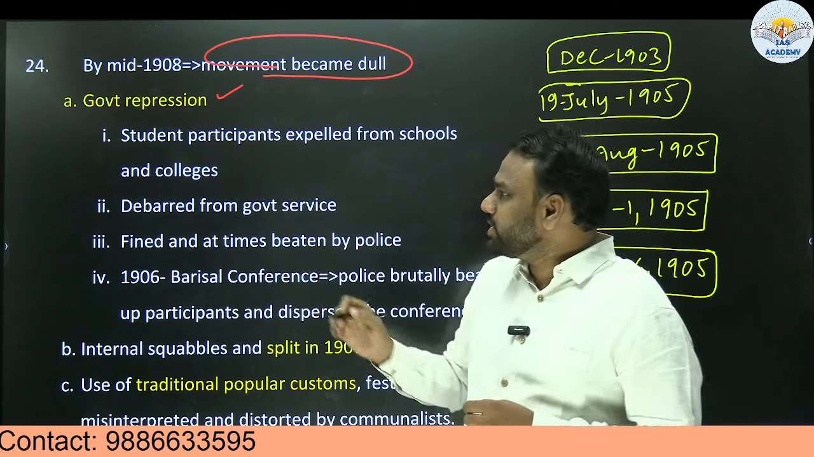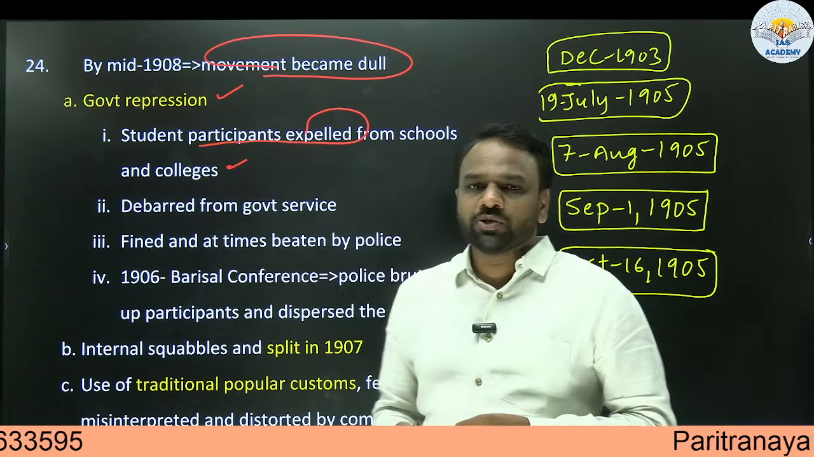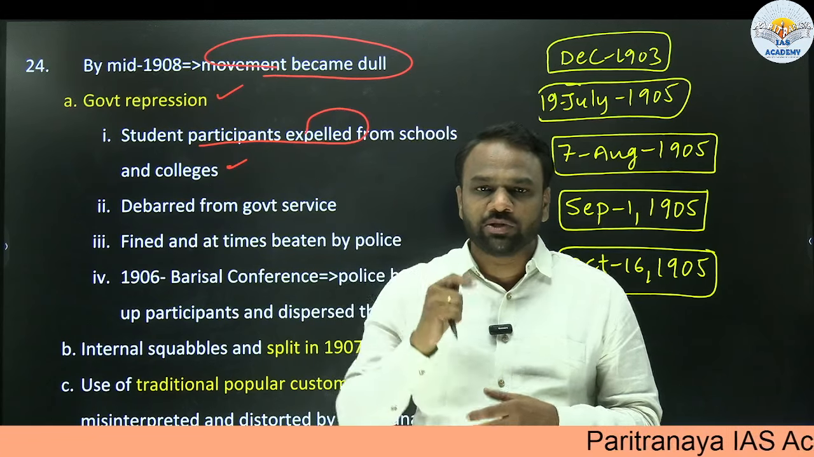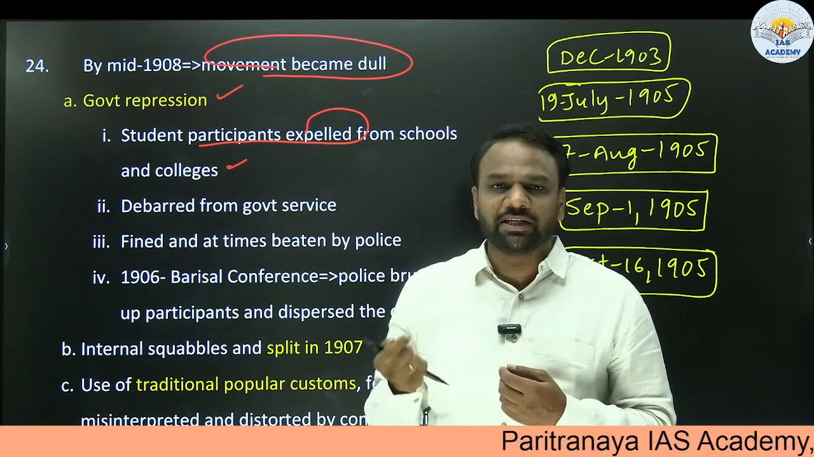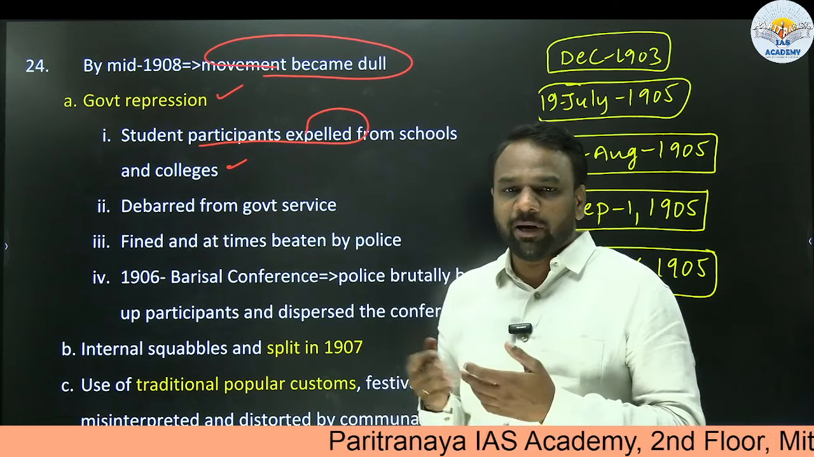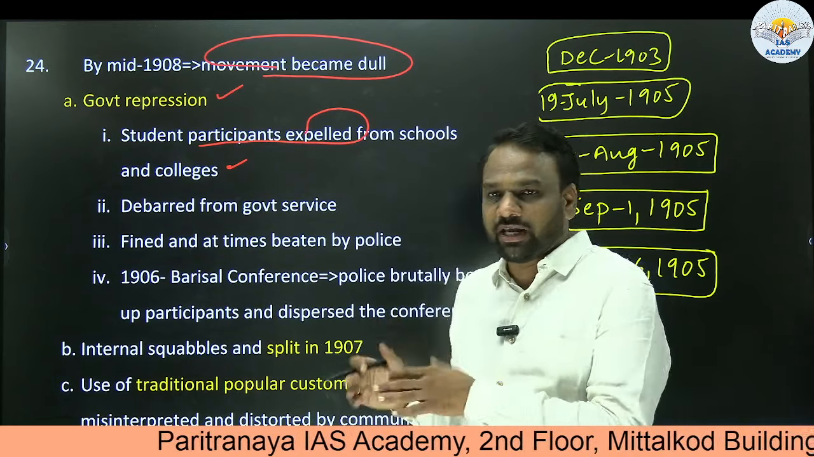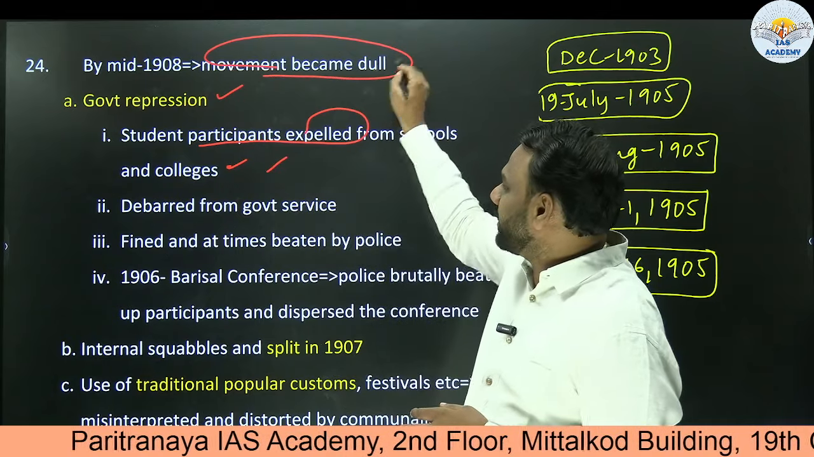One is that participants were expelled from schools and colleges. All the students who participated in the movement were thrown out of their schools and colleges and given the TC. Then students started fearing that if they participated, they probably would not be allowed to enter the schools. That is why students' participation came down. So this is one reason for the movement becoming dull.